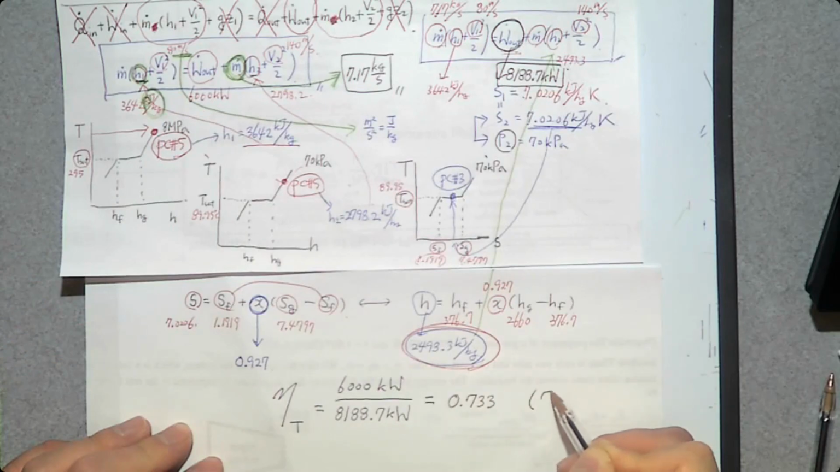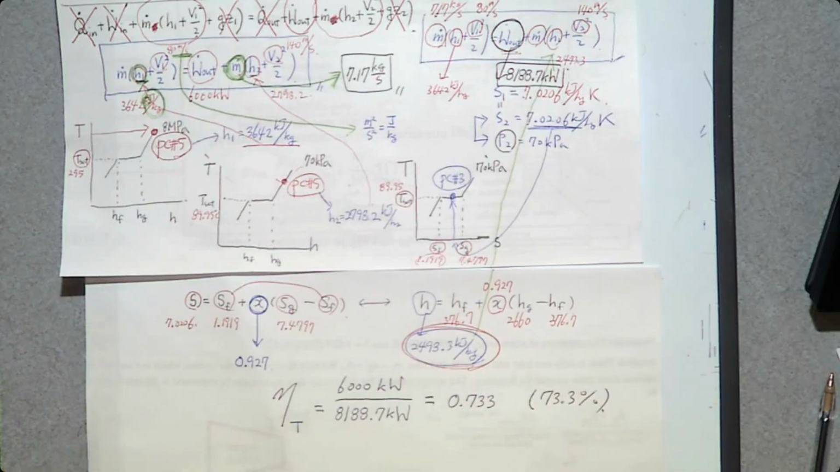0.733. In other words, 73.3%. So your present turbine is 73% close to the ideal condition. Then where can we use this information?